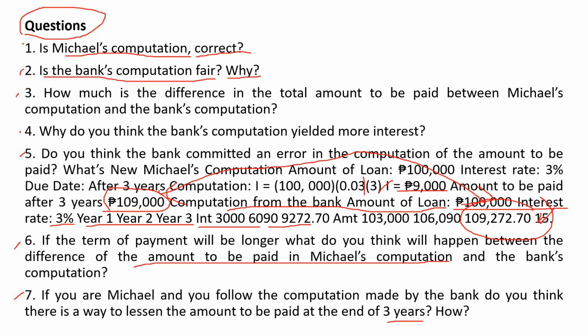there is an increase in the interest. If we lessen the number of years or term, for example, your time or term is equal to 2 years, then the amount of interest that Michael will pay is lesser than the amount that he will pay after 3 years. So if there's a decrease in the number of terms or time, there is also a decrease in the amount of interest being applied on the loan.